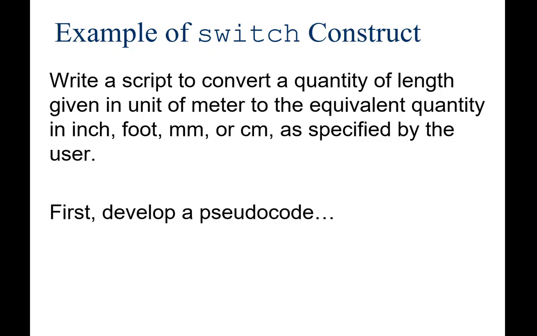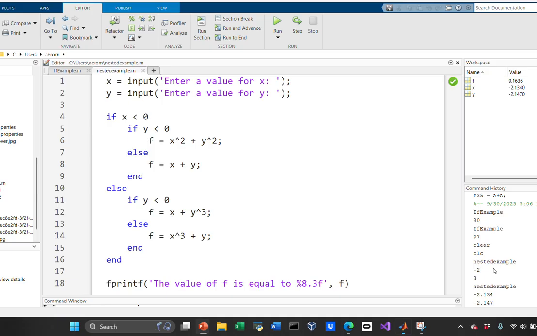So if we look at the example, write a script to convert a quantity of length given in meters to the equivalent quantity in inches, foot, meters, or centimeters as specified by the user. So what would our pseudocode look like? Well, first we need two things from the user. We need to know what is the unit of length in meters and what do you want to convert meters into. So let's open up Matlab.